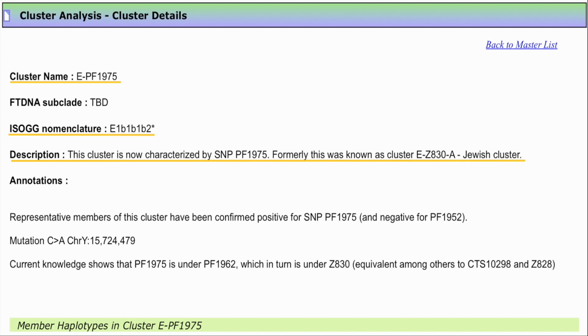Cluster name: E-PF1975, ISOGG nomenclature E1B1B1B2. Description: this cluster is now characterized by SNP PF1975. Formerly, this was known as cluster E-Z830-A, Jewish cluster.